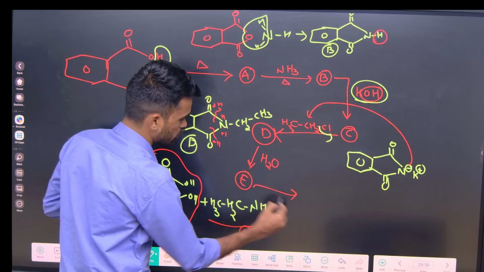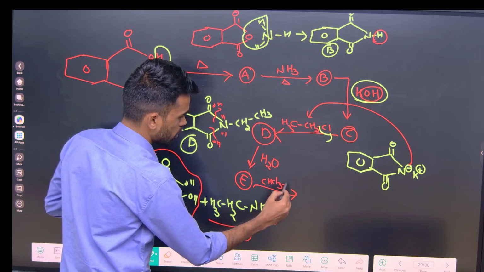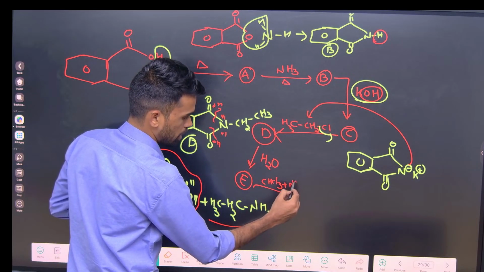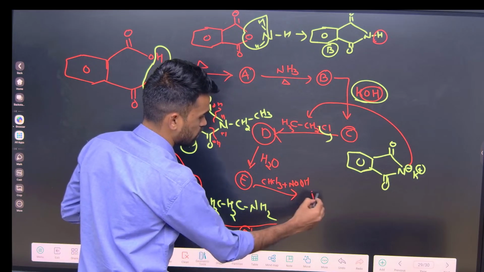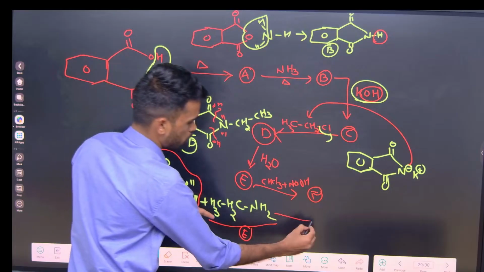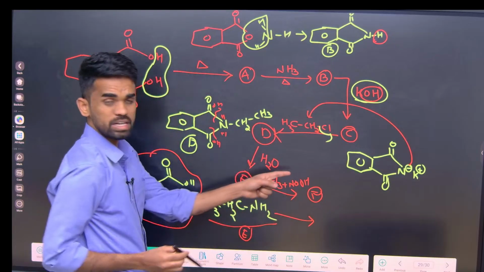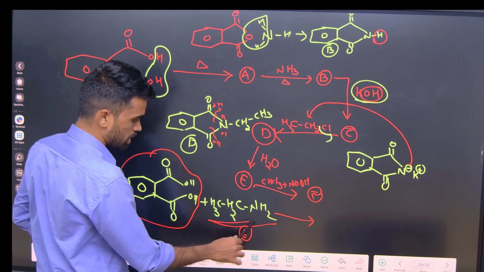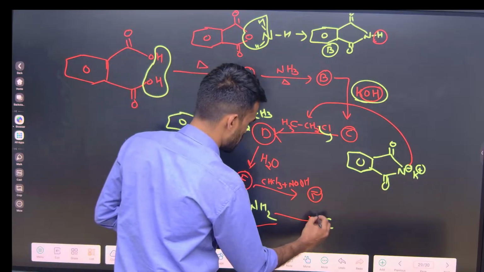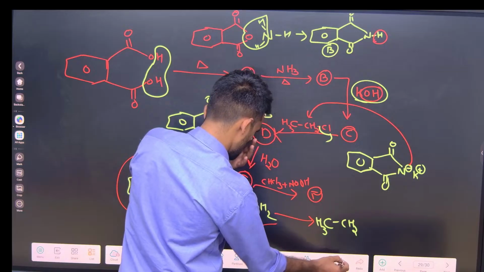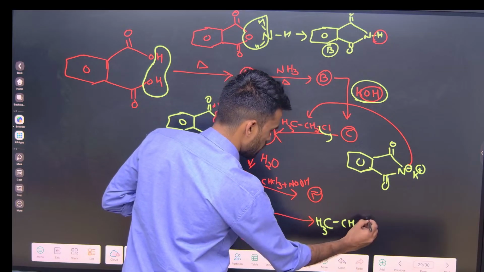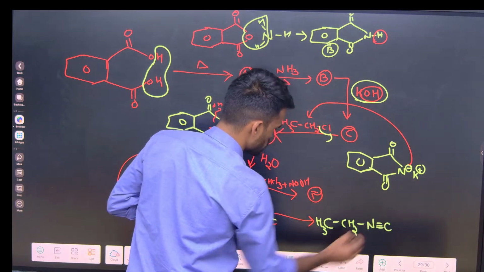E upon treating with chloroform and KOH or NaOH gives the carbylamine test, that will be F. So this one upon treating with chloroform and NaOH, carbylamine test, yes, this is a primary amine now, you are going to get isocyanide. So CH3CH2, N triple bond C, isocyanide is formed.